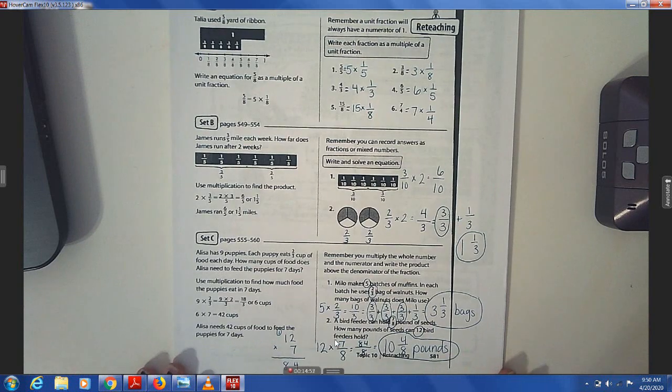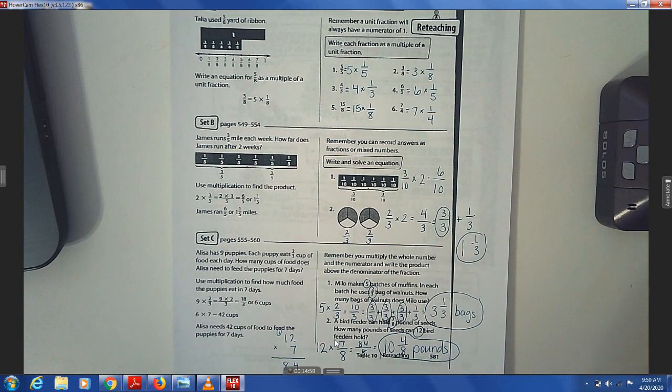All right, and that completes our review of 10-1 through 10-3 with set A, B, and C. Tomorrow we will be continuing on with topic 10 and moving into more multiplication of whole numbers and fractions.